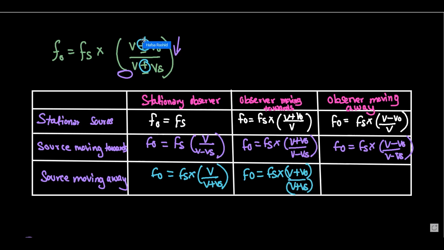Now, if the source is moving away and the observer is also moving away, that means both of them want to decrease the observed frequency. If the numerator has to decrease the frequency, it must choose negative. And if the denominator wants to decrease the frequency, it must choose the positive sign. So this will be F naught is equal to Fs into V minus V naught over V plus Vs.